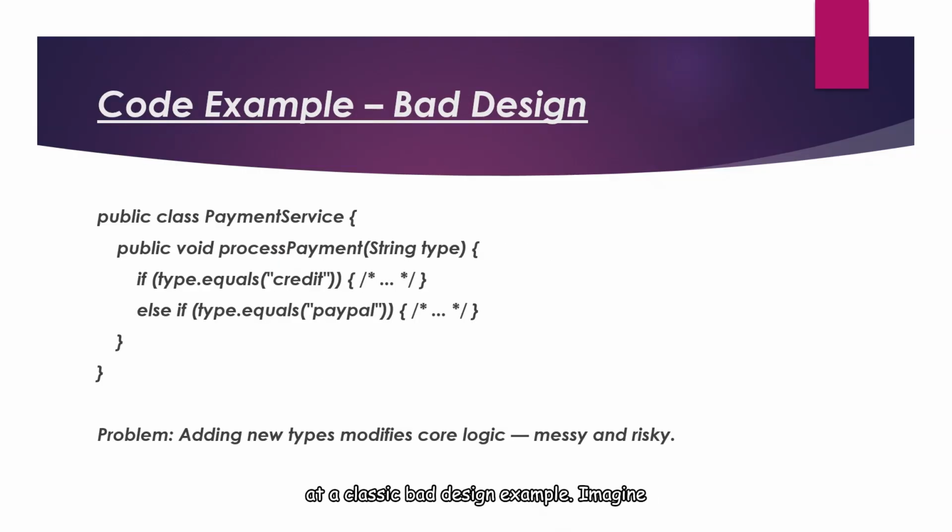Let's look at a classic bad design example. Imagine a payment service class where every new payment method, credit card, PayPal, cryptocurrency, is handled with a growing chain of if-else statements. Every time we add a new method, we touch existing logic. This violates the open-closed principle. It becomes error-prone, hard to test, and harder to extend as requirements grow. One day, one wrong change can cause the entire payment processing to crash in production.